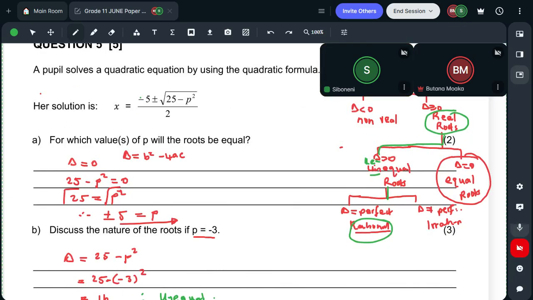This one is unequal. So you start from this part, which is rational, you move up, you get unequal, you move with the map, then you stop at where? Real root. So it's 1, 2, 3.